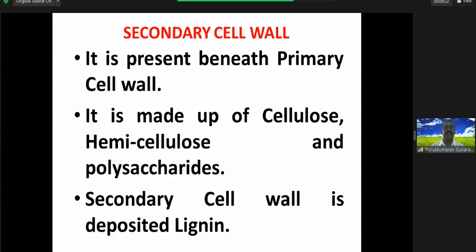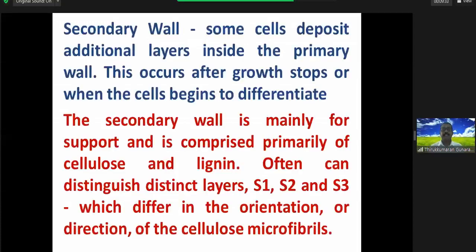Okay, so this is the secondary cell wall. The secondary cell wall is deposited with lignin, so that's an important thing. Lignin is deposited as an additional layer inside the primary wall. This occurs after growth stops or when the cells begin to differentiate. Earlier, cell division or cell multiplication will take place.